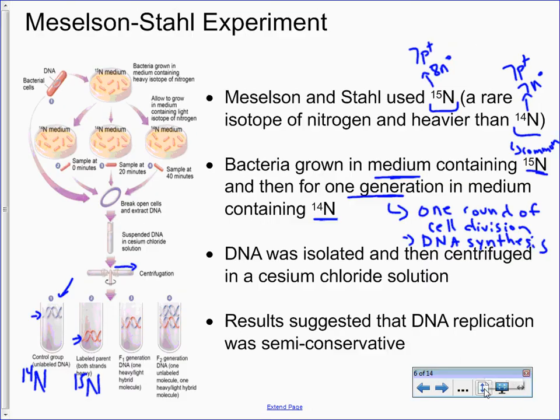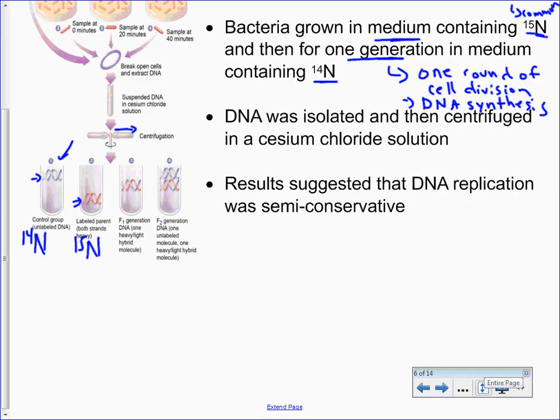When Meselson and Stahl then grew bacteria in nitrogen-15, and then transferred the bacteria to nitrogen-14 for one generation, or one round of DNA replication, what they found was that the DNA was essentially found in between where you would normally find the nitrogen-15, so it didn't migrate as far down the test tube, but it didn't stay as high up as the nitrogen-14 did. It migrated somewhere in between.